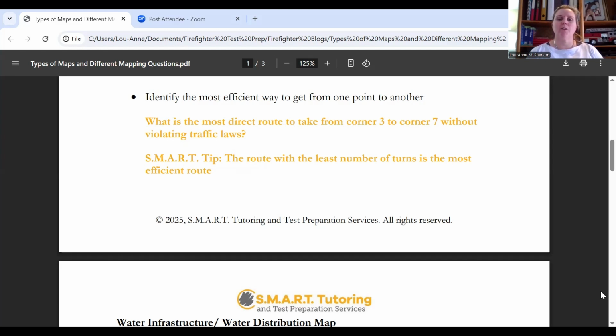Now, a smart tip for you is the route with the least number of turns is the most efficient route. I'll say that one more time so you can get it down. The route with the least amount of turns is the most efficient route.